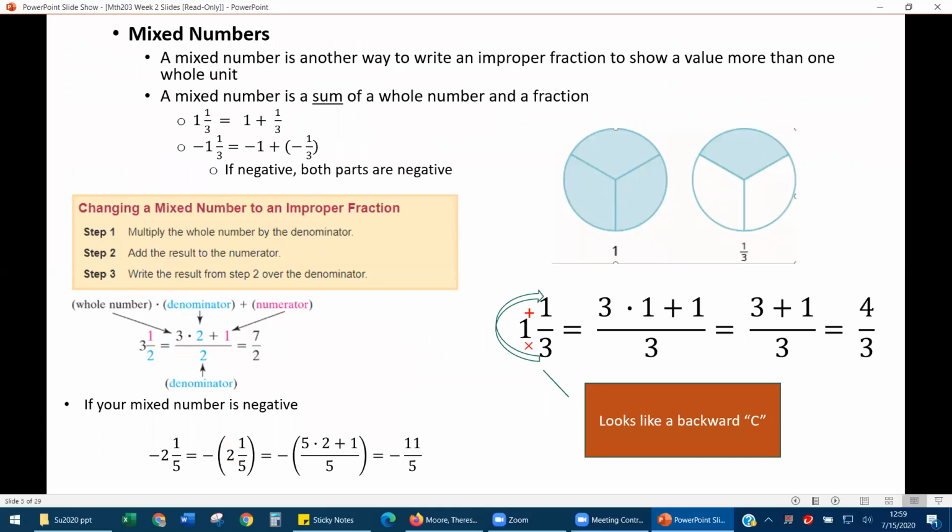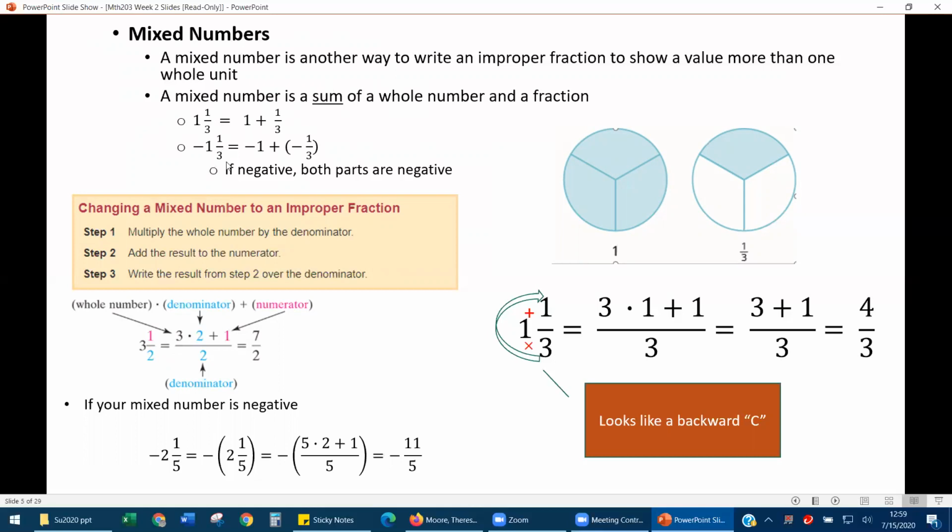So an improper fraction, remember, is greater than 1. We can also represent an improper fraction as a mixed number. A mixed number is another way to write an improper fraction, to show a value more than 1. A mixed number is actually a sum of 2 numbers. It's the sum of a whole number and a fraction, but we don't put the plus sign between them. It's understood that this means a whole pizza and a third of another pizza.